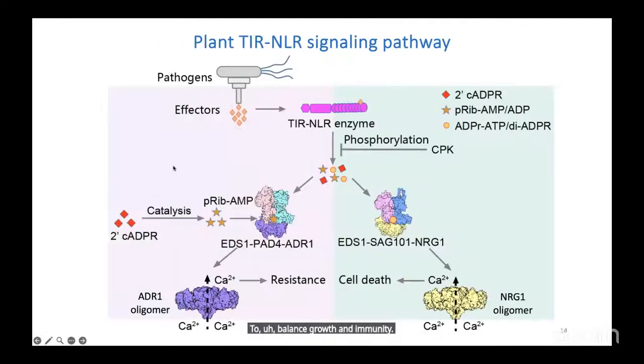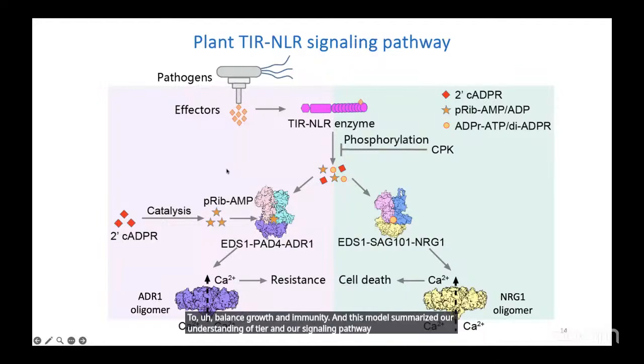And this model summarizes our understanding of the TIR-NLR signaling pathway. The remaining gap is how the two helper NLRs, ADR1 and NRG1, are activated to become oligomeric calcium channels at the plasma membrane, and what is the relationship between the oligomer and the heterotrimer.